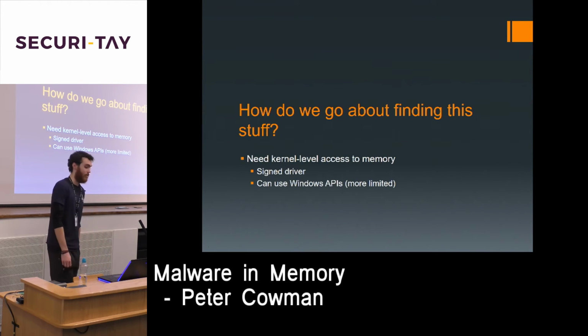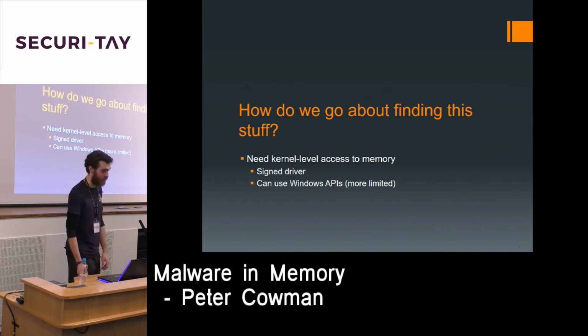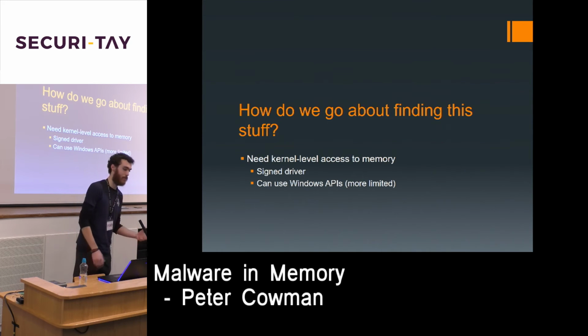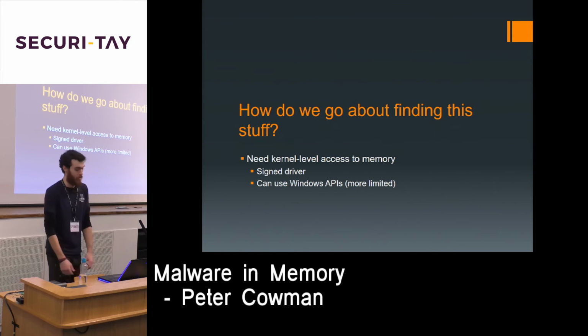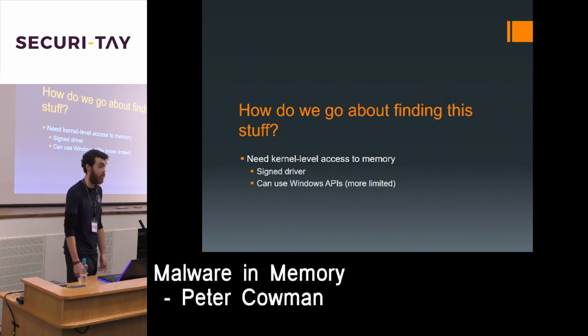So how do we find any of this? Well, the first thing you need is basically kernel level access to memory. If you are just trying to read this with a Python script, then you're going to find that you're in user mode or ring 3, and you don't have access to anything other than your address space for that program. So you need a kernel driver, basically.